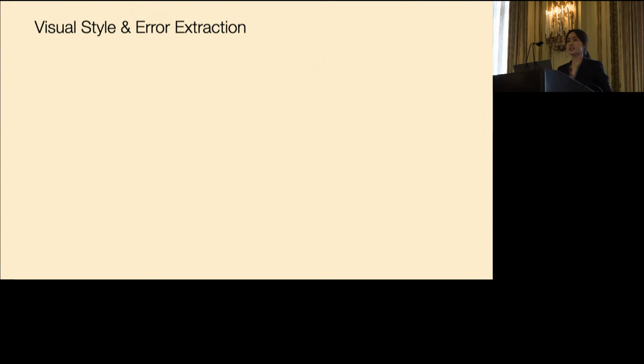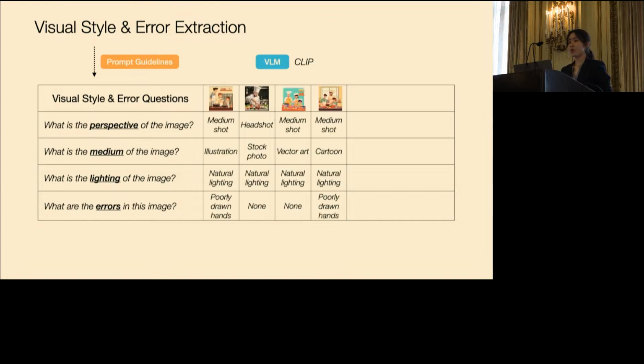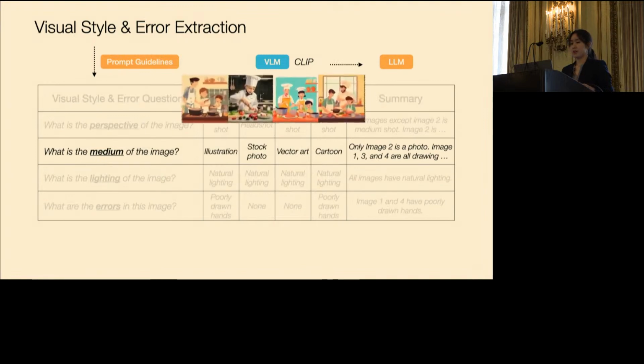So we got all the content information, but style also matters when deciding on the image. And as suggested by the prompt guidelines, GenAssist describes the perspective, medium, lighting, as well as the distortion errors that occurred during the image generation. We use CLIP, a vision language model, to determine the similarity between each image and a dictionary of style expressions. And the images all show different styles from illustration, stock photo, vector art, and cartoon.